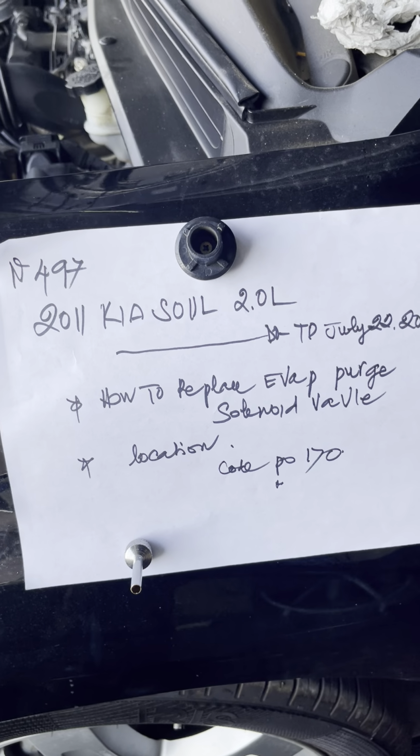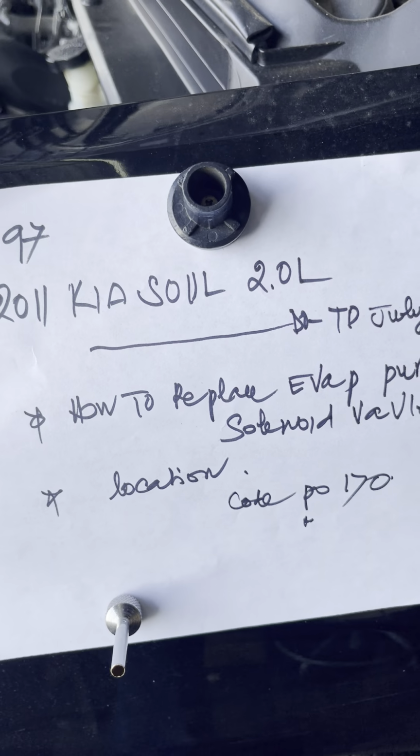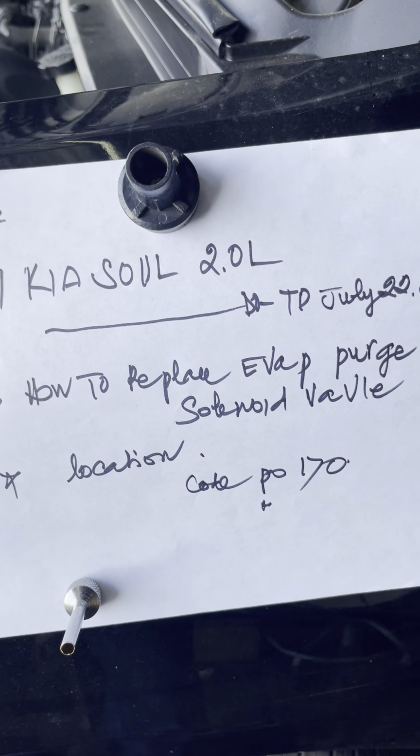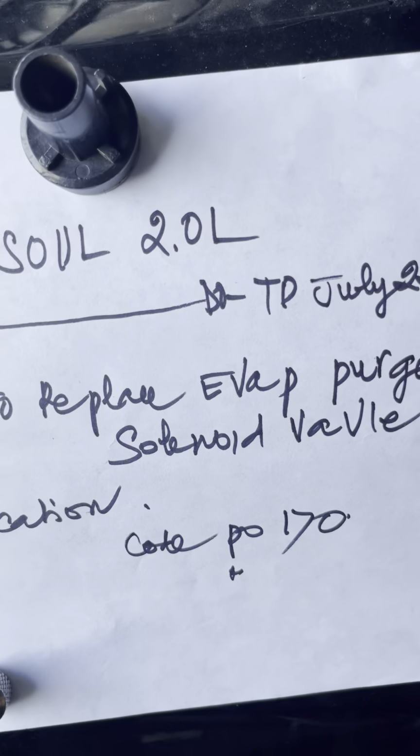2011 Kia Sorento, engine size 2.5. How to replace the EVAP purge valve and its location. When your car's check engine light comes on, scan the code.